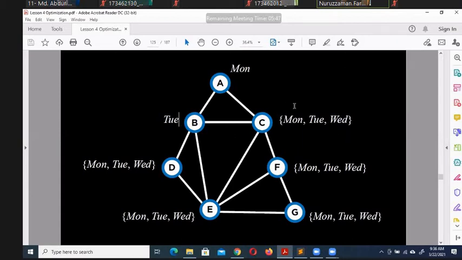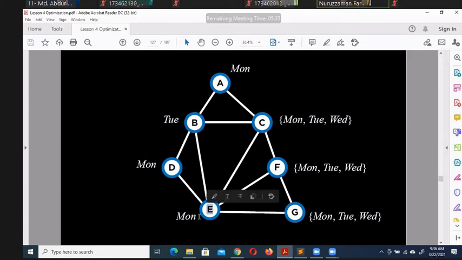Now this arc is consistent. So let's take care of the other one. From here, let's pick Monday for D. Okay, it looks like it's fine. Now, for E, can we pick Monday? No, sir. Okay, then this arc becomes inconsistent. So we cannot take E on Monday. Can we take E on Tuesday? Yes, sir. Are you sure?